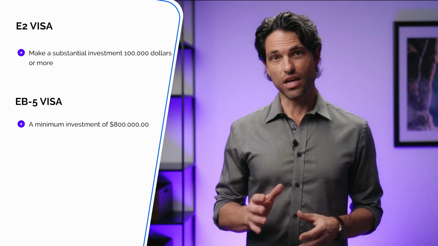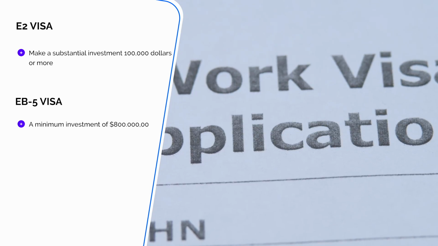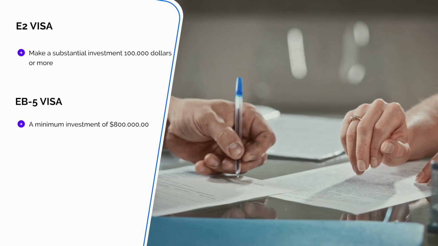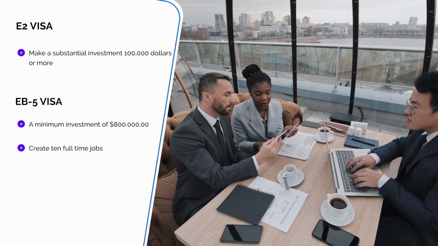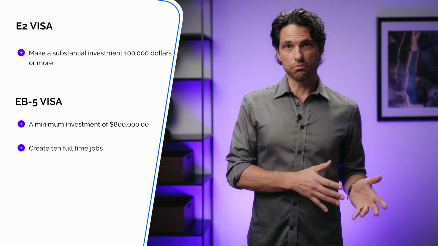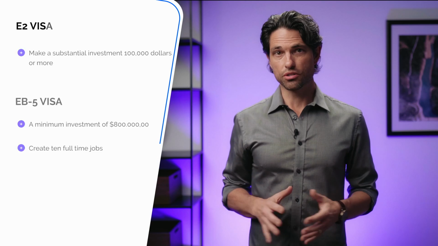minimum investment of $800,000. And while the EB5 visa program requires applicants to create 10 full-time jobs through their investment, the E2 program doesn't have any job creation requirements. Finally, the EB5 visa typically requires a significantly longer processing time, and some countries have substantial application backlogs.